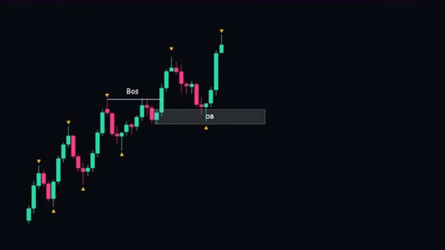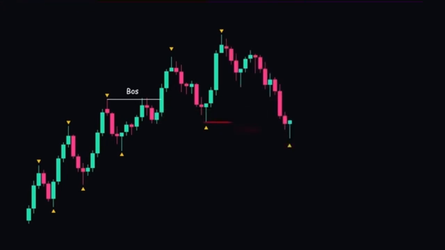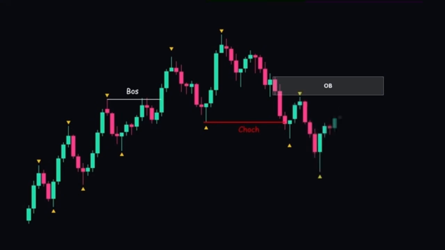This uptrend continues until the market breaks below a protected low. That's called a change of character, and it signals a possible reversal. It shows sellers have gained control and pushed price lower. The bearish order block that caused this move becomes a great opportunity to go short. From there, if the trend starts making lower lows and lower highs, the bearish order blocks that form along the way also become strong trading setups.